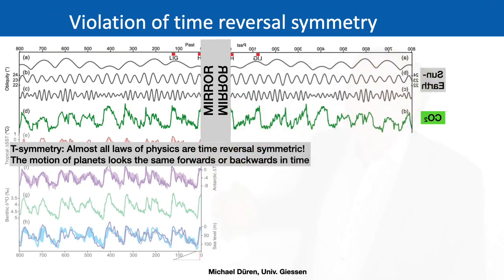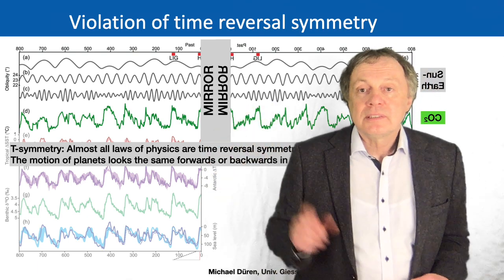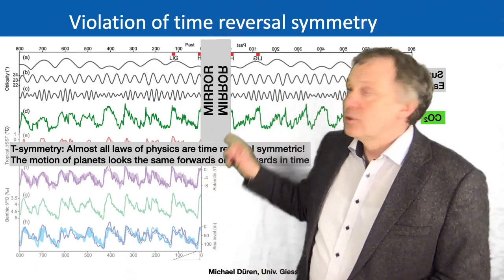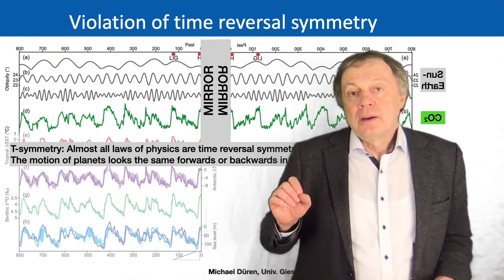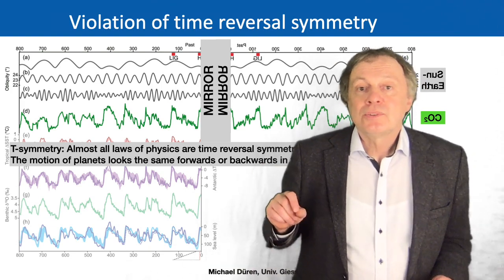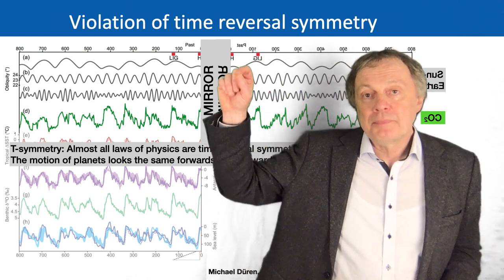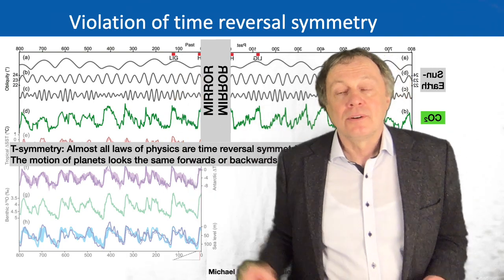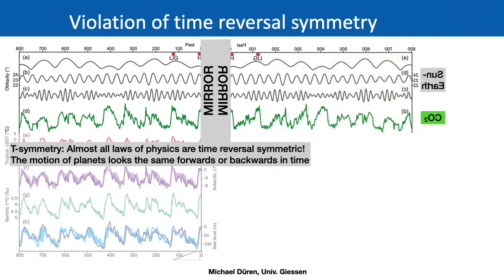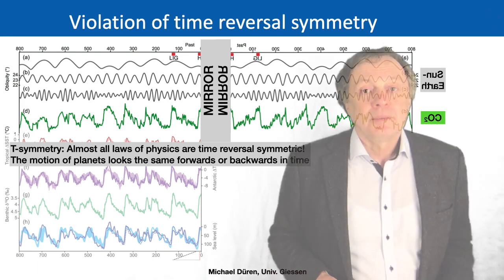And the same is true for the Sun-Earth system. It's completely symmetric. If you look forward or backward, you cannot distinguish between the curves. If you now look at the CO2 curve, however, it's different. In reality, the CO2 rise was very steep, and then it goes slowly down. It goes steep up, slowly down, steep up, slowly down. In the mirror image, it's the opposite. It goes slowly up and steeply down. So there's no time symmetry for the CO2 distribution.